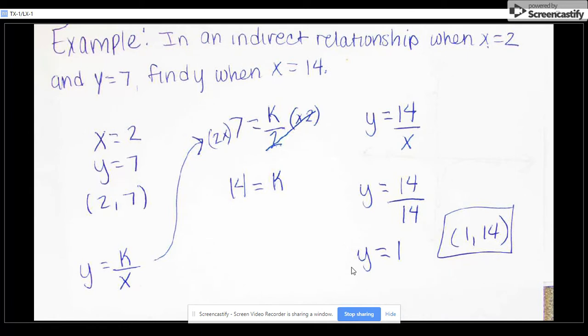And there you go. Inverse variation is very similar to direct variation, but it's very important to know the difference in the equation.